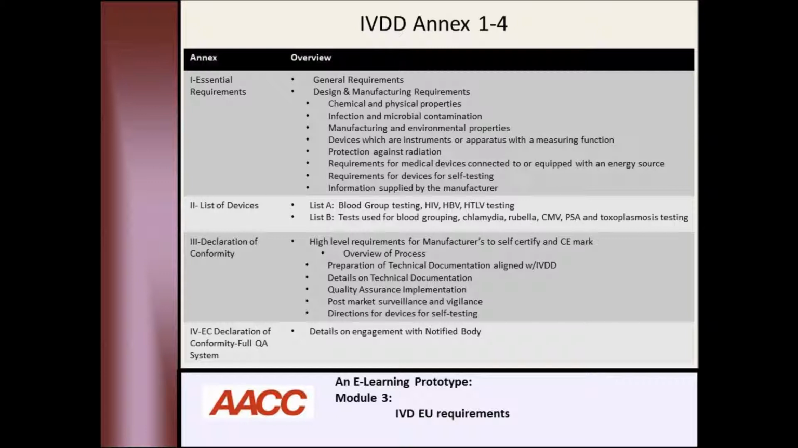Annex 3 provides information regarding the declaration of conformity. In other words, what must be done to enable a manufacturer to put the CE mark on their product and sell it in the European states. Annex 4 talks about the quality assurance practices associated with the declaration of conformity.